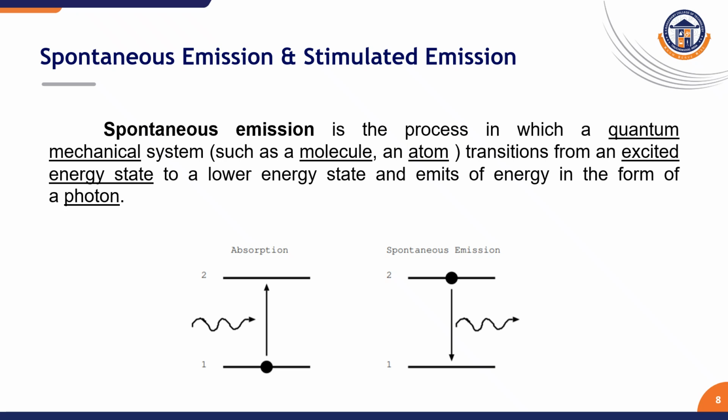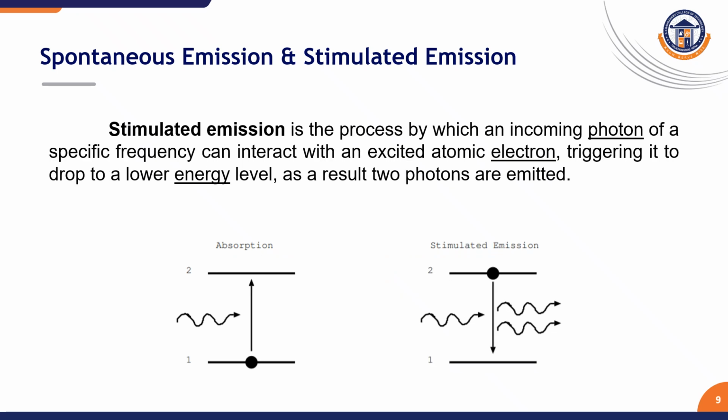Spontaneous emission is the process in which a quantum mechanical system transitions from an excited energy state to a lower energy state and emits energy in the form of a photon. Stimulated emission is the process by which an incoming photon of a specific frequency can interact with an excited atomic electron, triggering it to drop to a lower energy level. As a result, two photons are emitted.